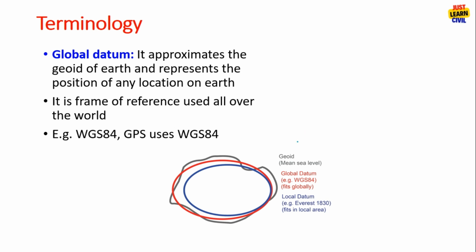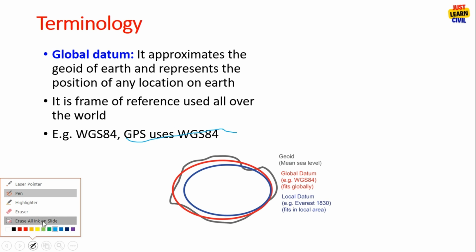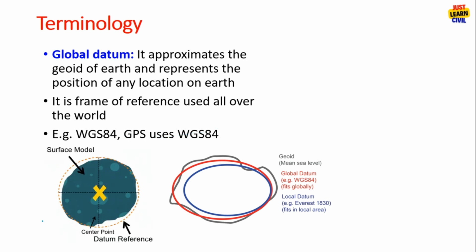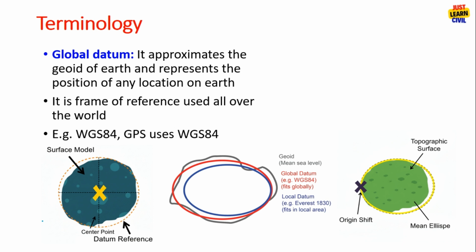But global datum is accurate all over the world, so GPS uses the global datum. WGS 84 is the latest global datum. Also, global datum is geocentric. Geocentric means it aligns with the center of the geoid.